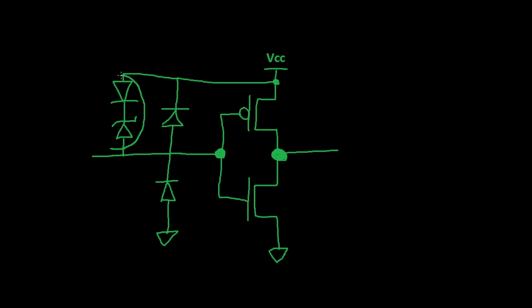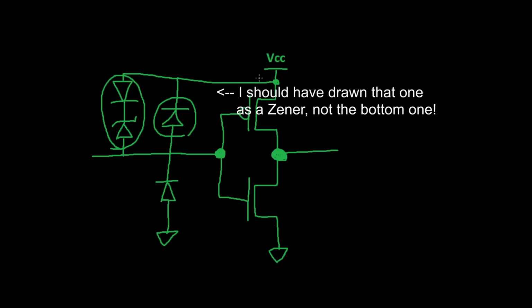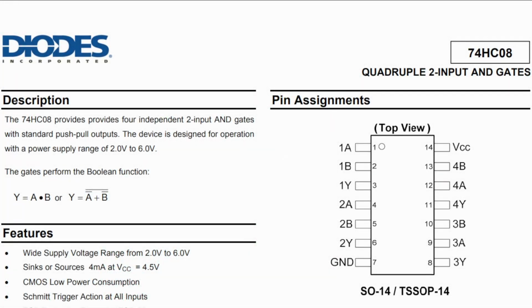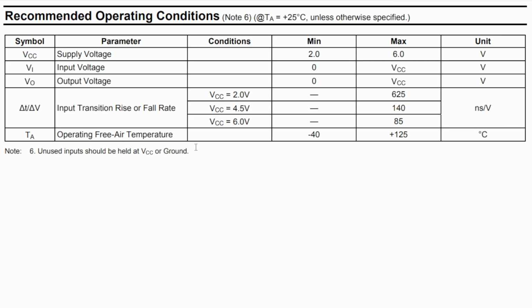This is typically what's going to be used in an overvoltage tolerant device, something that allows you to have the input higher than VCC. And this is what's going to be used in a device that clamps input voltages to VCC. For an example, let's take a look at an HC family AND gate. This is the 74HC08 from Diodes. In the recommended operating conditions, we can see that the input voltage is recommended to go from 0 volts up to VCC. This is a subtle hint that this device has a positive clamp diode.